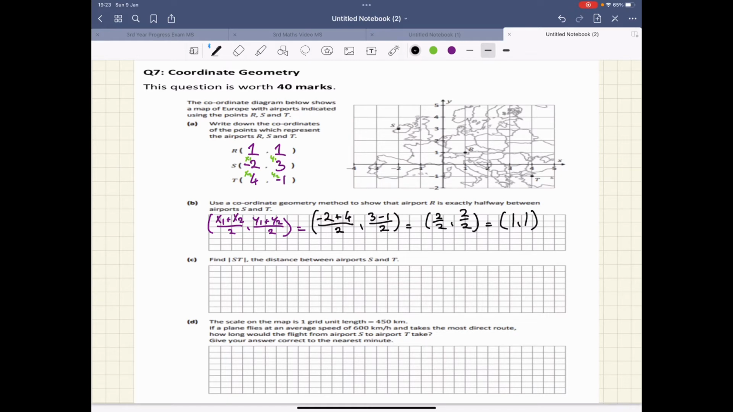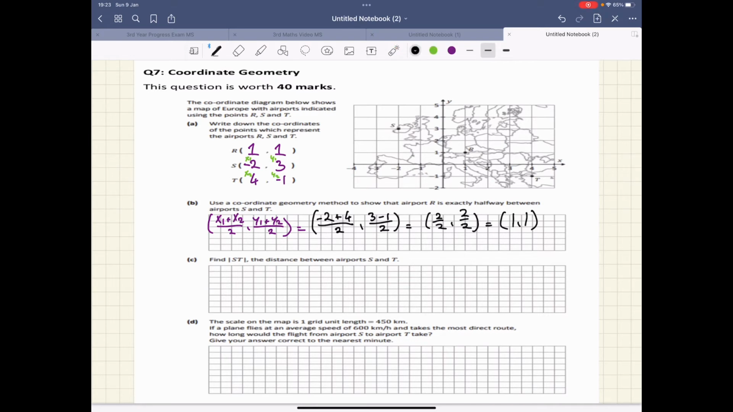Okay, there is a different way you could have done this. You could have used the distance formula, and found the distance from S to R, and then found the distance from R to T. And if they're both the same number, then R must be halfway. But it's much easier to use the midpoint formula.